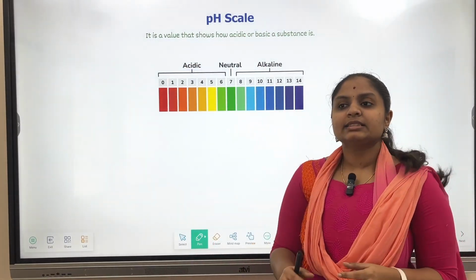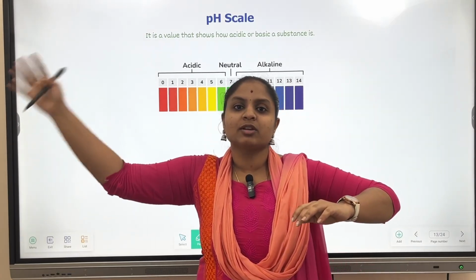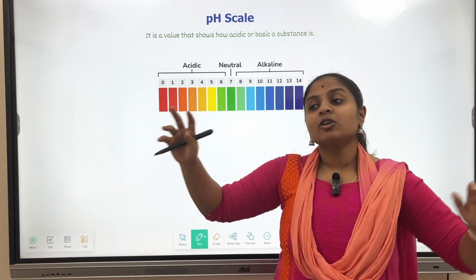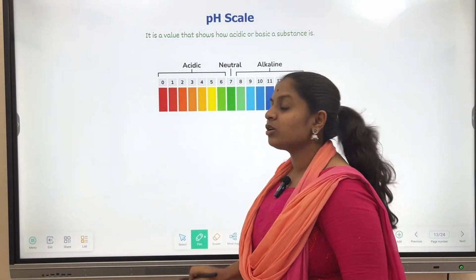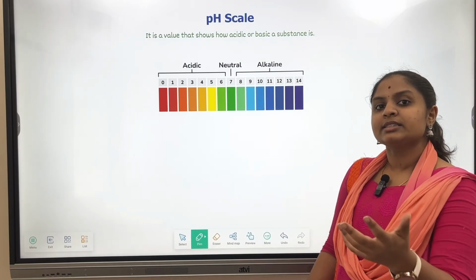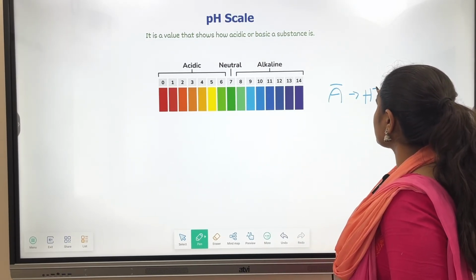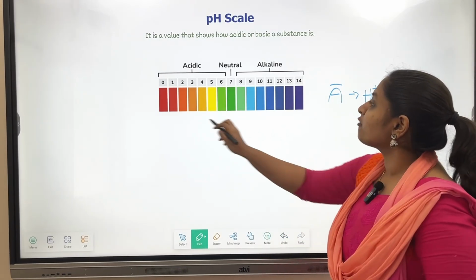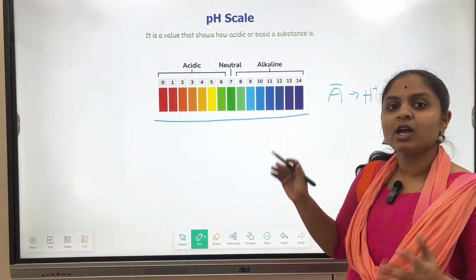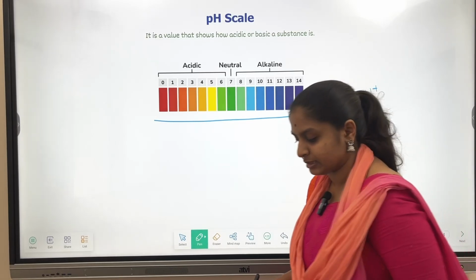So the pH scale is a number line. Let's consider this as a number line. It has all the values from 0 to 14. Now, what does the pH scale do? It considers the amount of H+ you produce. For example, acids produce H+ ions, no? So based on the number of H+ ions you produce, they have devised a scale which depicts the amount of acidity or basicity.